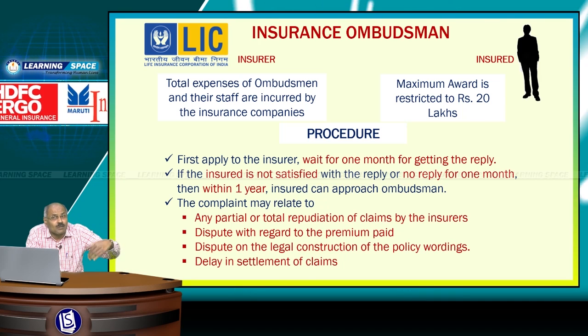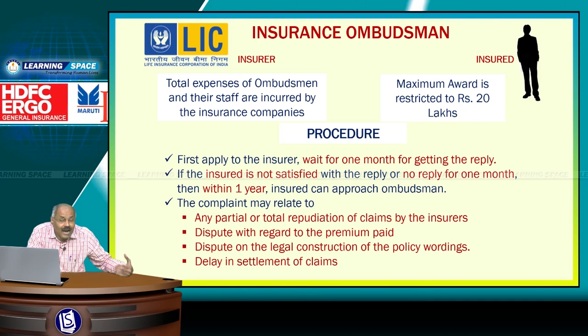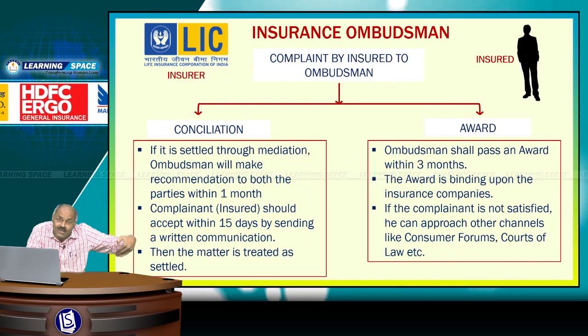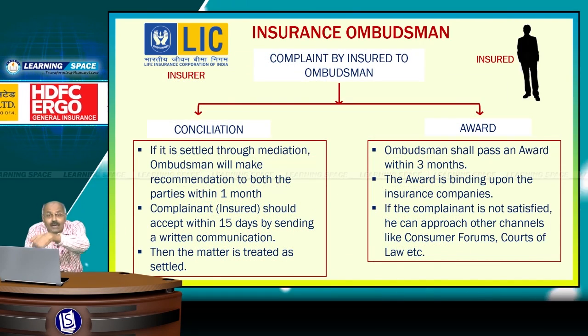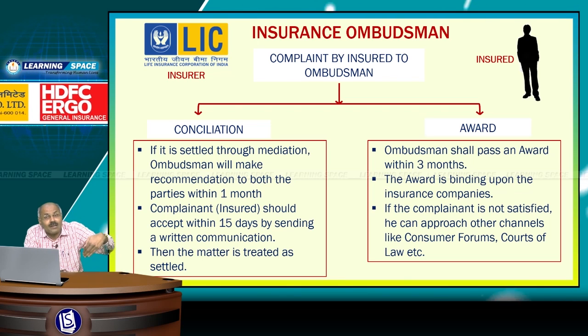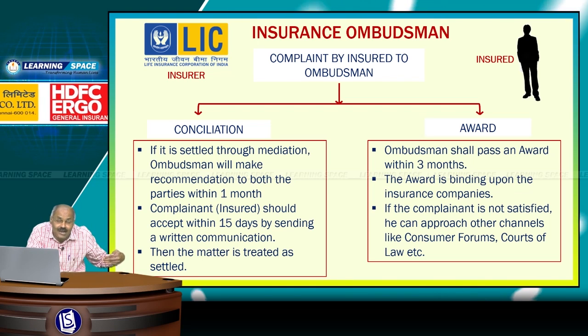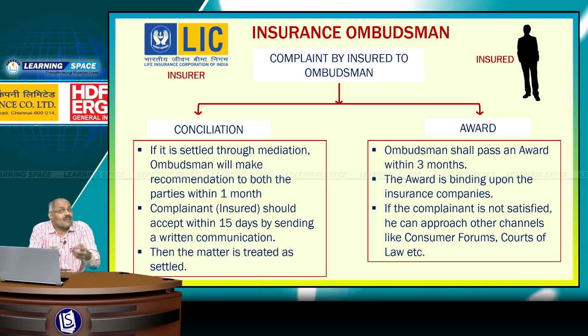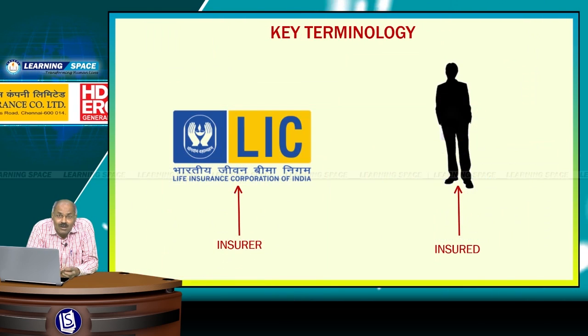The expenses are to be borne by insurance companies, and we have to approach the Ombudsman within 1 year. The Ombudsman can try for conciliation and award, and the Ombudsman has to publish the award within 3 months. Right, friends? So these are the details about the Ombudsman, and now let us look at the key terminology.